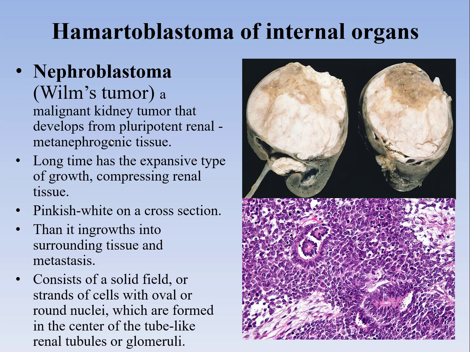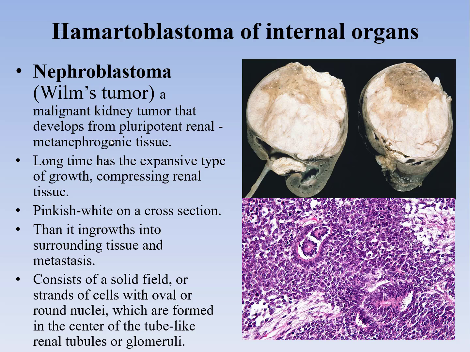Hamartoblastoma of the internal organs. The first and most frequent is nephroblastoma. We also name it Wilms tumor. It's a malignant tumor of the kidney that develops from the pluripotent renal metanephrogenic tissue. For a long time it has an expansive type of growth, compressing renal tissue. Pinkish white on the cross section. Then it grows into the surrounding tissue and metastasizes.